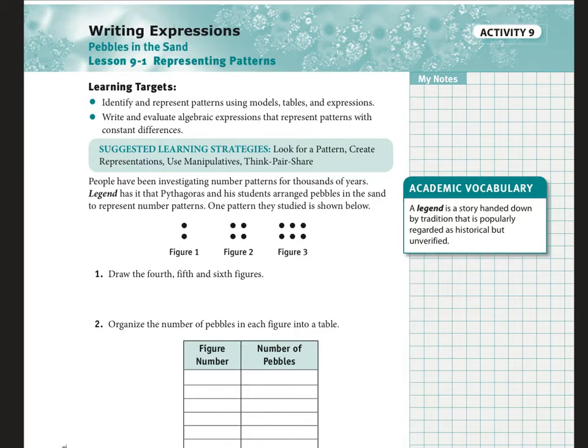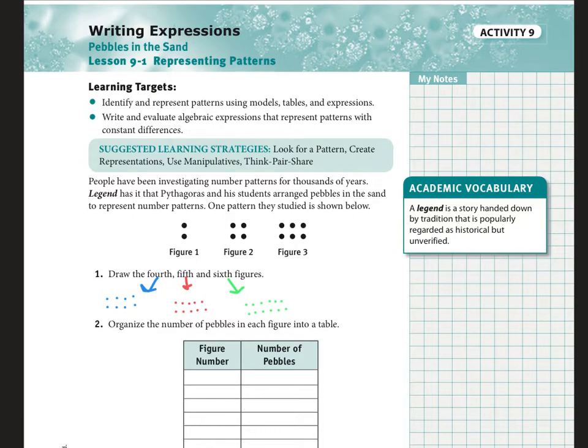So let's just draw a couple more. For the fourth figure, if we look at the pattern, it looks like they all have 2 rows, but the number of dots in each row is increasing. So in the fourth one, we should have 1, 2, 3, 4, and then 1, 2, 3, 4 again. In the fifth figure, 1, 2, 3, 4, 5, and then another 1, 2, 3, 4, 5. And in the sixth figure, 1, 2, 3, 4, 5, 6, and again 1, 2, 3, 4, 5, 6.